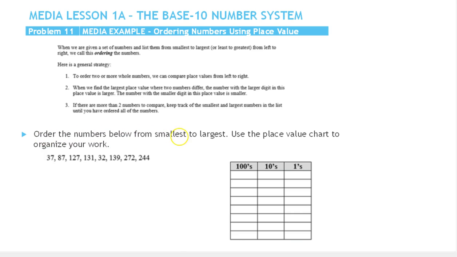So order the numbers below from smallest to largest. Use the place value chart to organize your work. So here's a list of numbers, and they're not currently ordered. So I'm just going to list them in this chart. So we have 37, 87, 127, 131, 32, 139, 272, and 244.